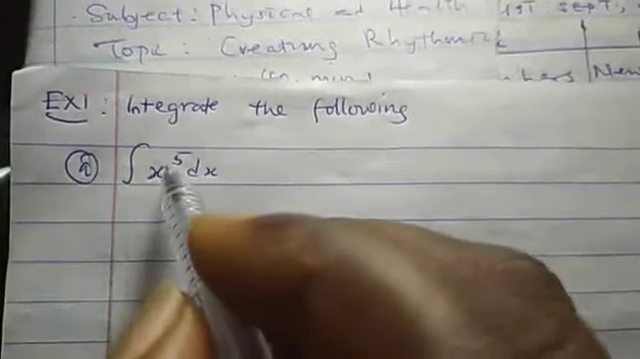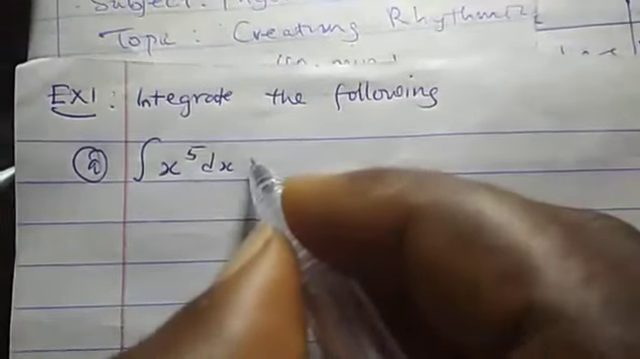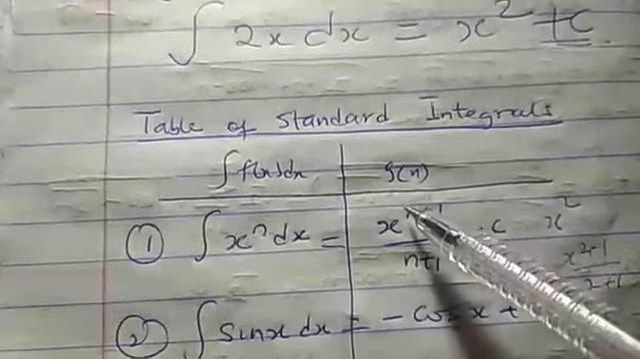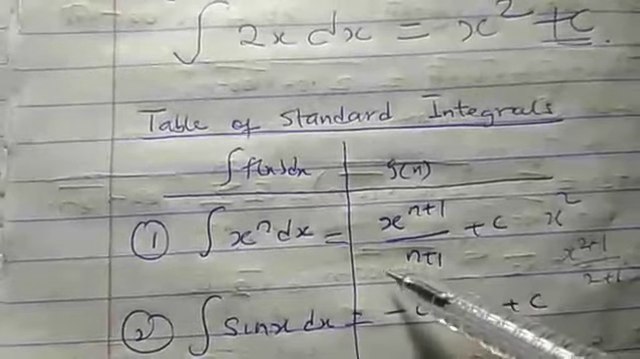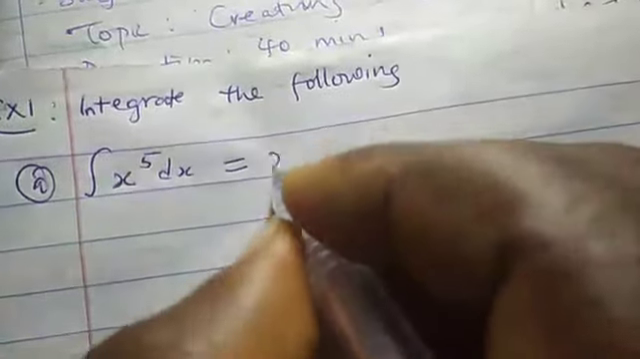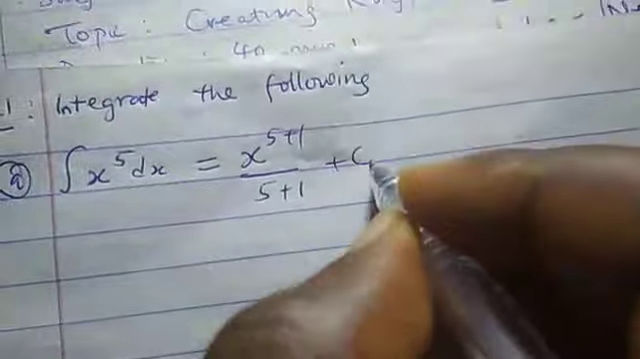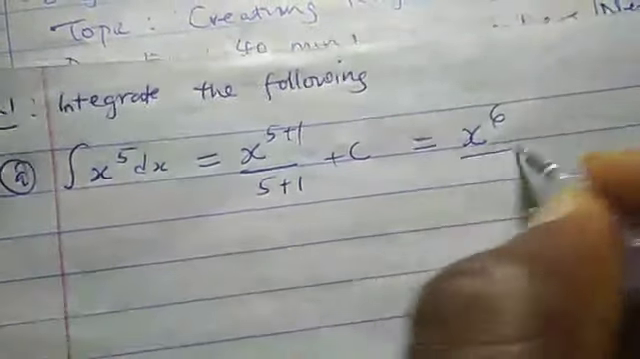Now, let us consider examples. Let's integrate the following. The first one, we want to integrate s raised to power 5. So we should know that our answer is, I'll use the first formula there. This is the first formula. It will be s raised to power n. Integration will be s raised to power n plus 1 over n plus 1. So that means if you integrate s raised to power 5, it will be s raised to power 5 plus 1 over the same 5 plus 1. We say plus c, which simply means s raised to power 6 over 6 plus c.